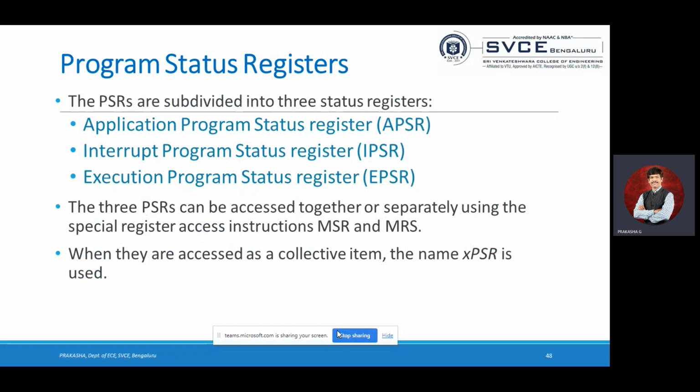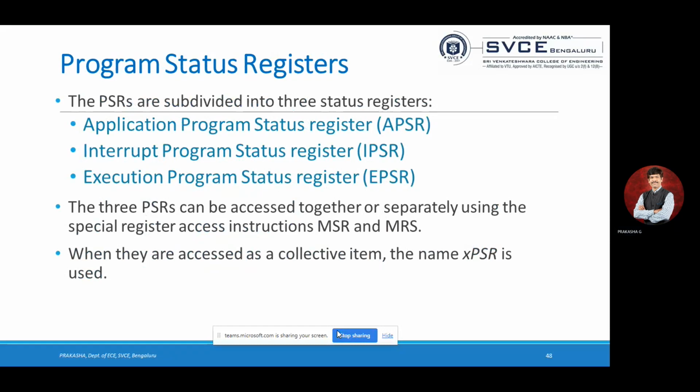The three PSRs can be accessed together or separately using special register access with MRS or MSR. Whenever you want to deal with the APSR, IPSR and EPSR, you use the MSR or MRS instruction, because PSR is a special purpose register, you need to know that. When they are accessed as a collective item, the name XPSR is used.